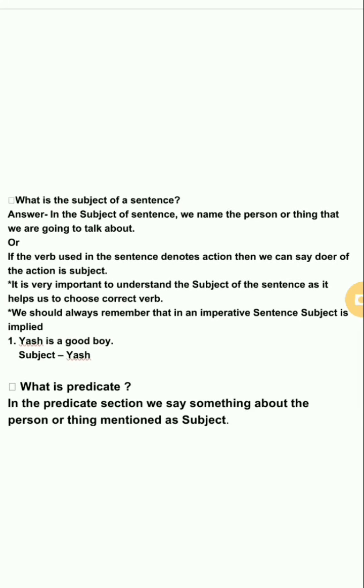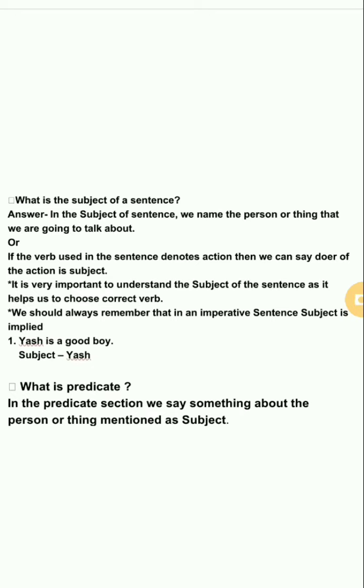In the subject of a sentence, we name the person or thing that we are going to talk about. So suppose there is a sentence given. In that sentence, if we are asked to find out or detect the subject, what we will do is see first about whom we are talking in the sentence. So in this way we can easily find out the subject.